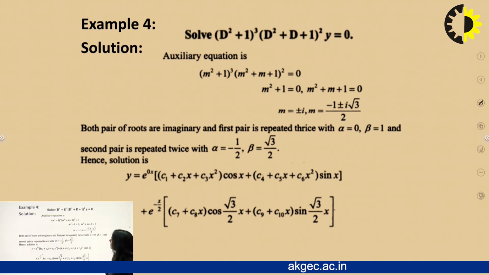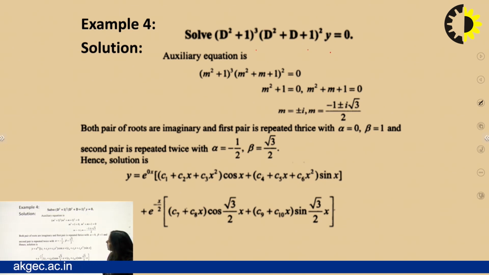Now we have to solve this differential equation: (D^2 + 1)^3 (D^2 + D + 1)^2 y = 0. So now to find the auxiliary equation, we will replace D by m and y by 1.